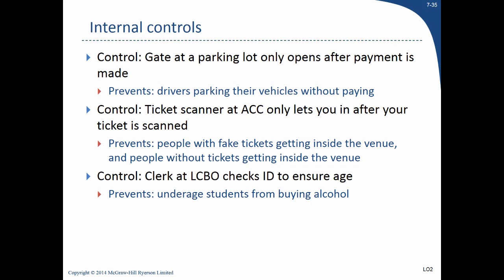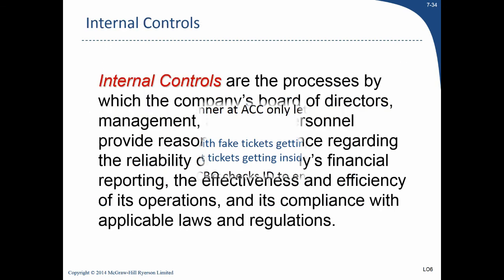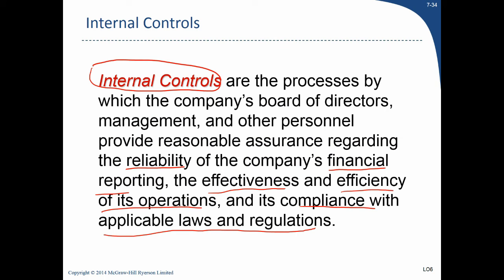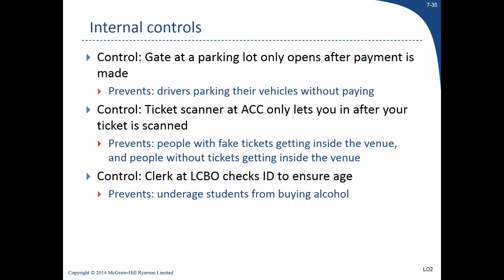Okay, so here are some examples. Control: the gate at the parking lot only opens after payment is made. This prevents drivers from parking their vehicles without paying. So if you own the parking lot, this would fall maybe not under the financial reporting category, but maybe efficiency of its operations and effectiveness.